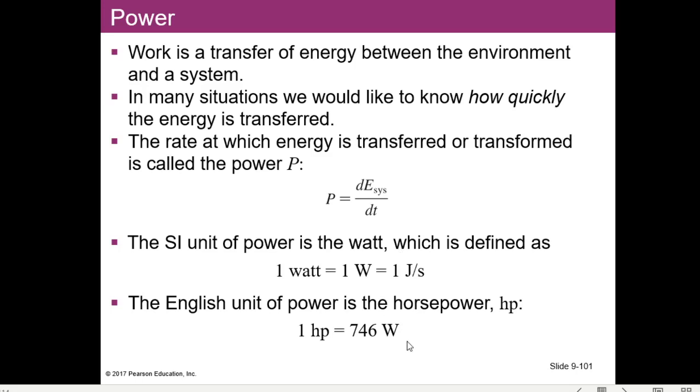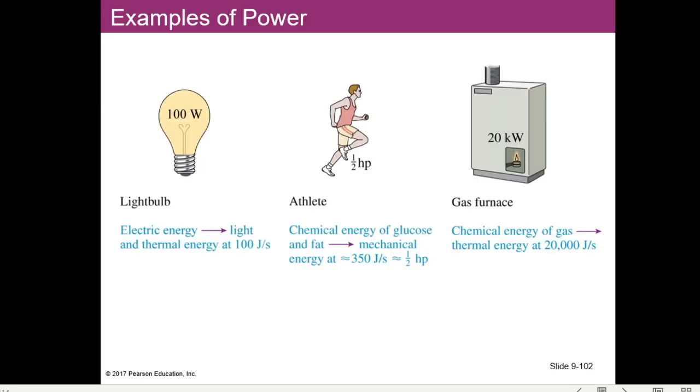Some problems that you're going to be working with are also going to be using horsepowers. Horsepowers are defined as 746 watts. I don't know how they got a standard horse, but apparently they did, and that's 746 watts is one horse. Whatever. Okay, so here's some examples of power.